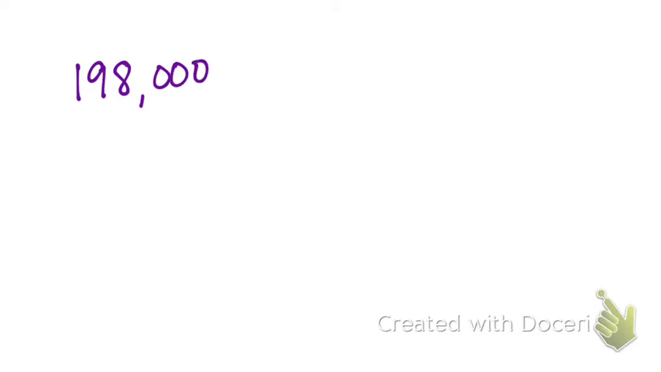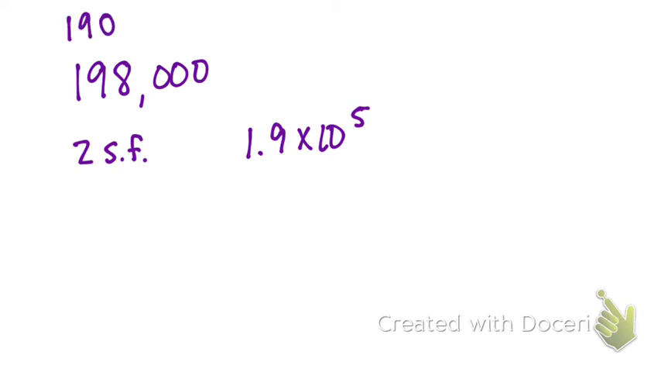198,000, and I need it in scientific notation with 2 sig figs. So I want only 2 sig figs here. This was a great question because this is one that will come up. If I wanted to put it with 2 sig figs, you might be thinking, oh, I'm going to do 1.9 times 10 to the 5th. But is that true? No, because 1.9 times 10 to the 5th would be 190,000, right? Not a super great representation of what my number is.